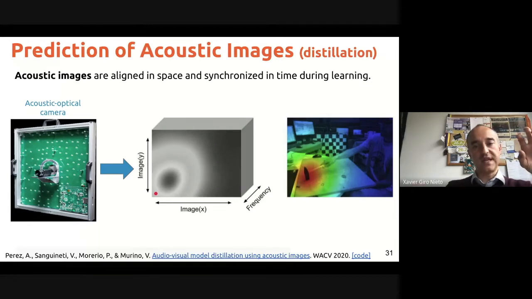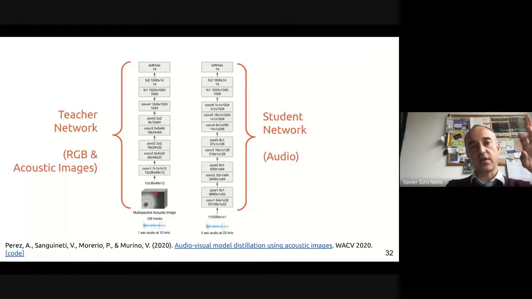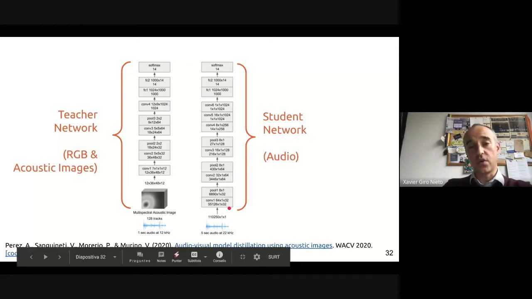With this data set, they train an alternative or advanced version of SoundNet, with some variations. But again, that's the same story. You have your data set for which you know the labels. In this case, you have RGB like SoundNet and also the acoustic images. And with the predictions, you later train a new network in order to learn even better audio features.